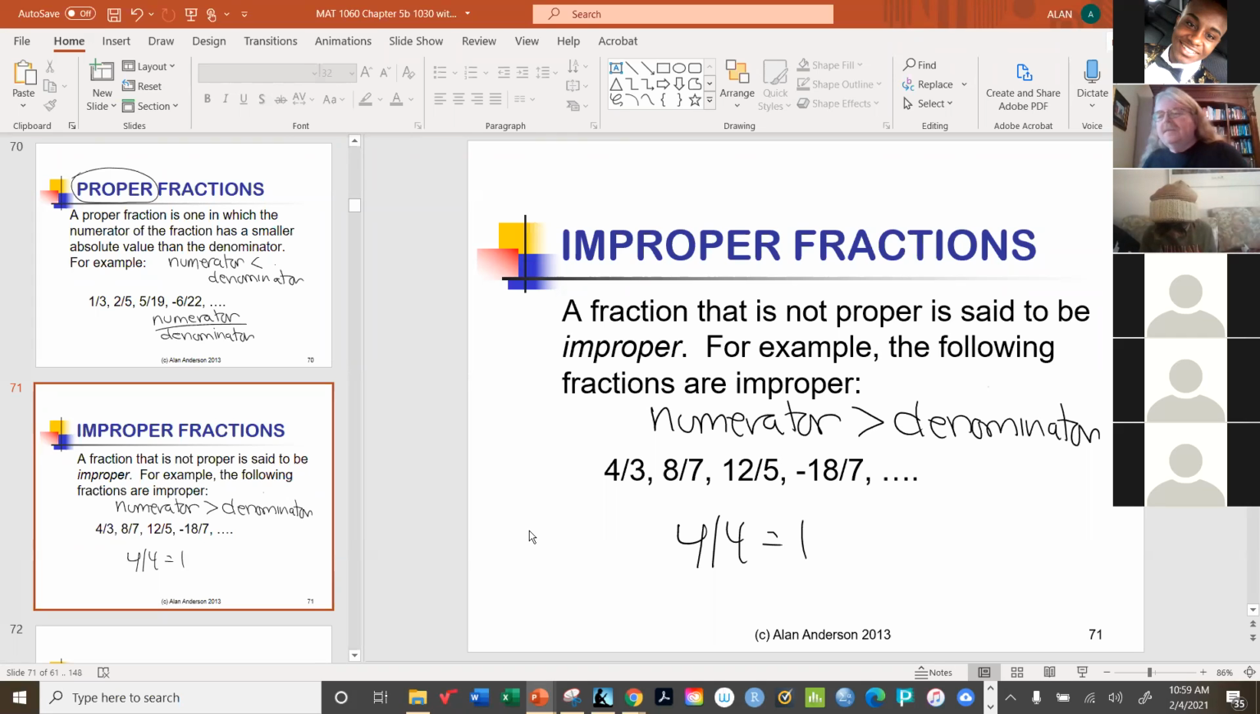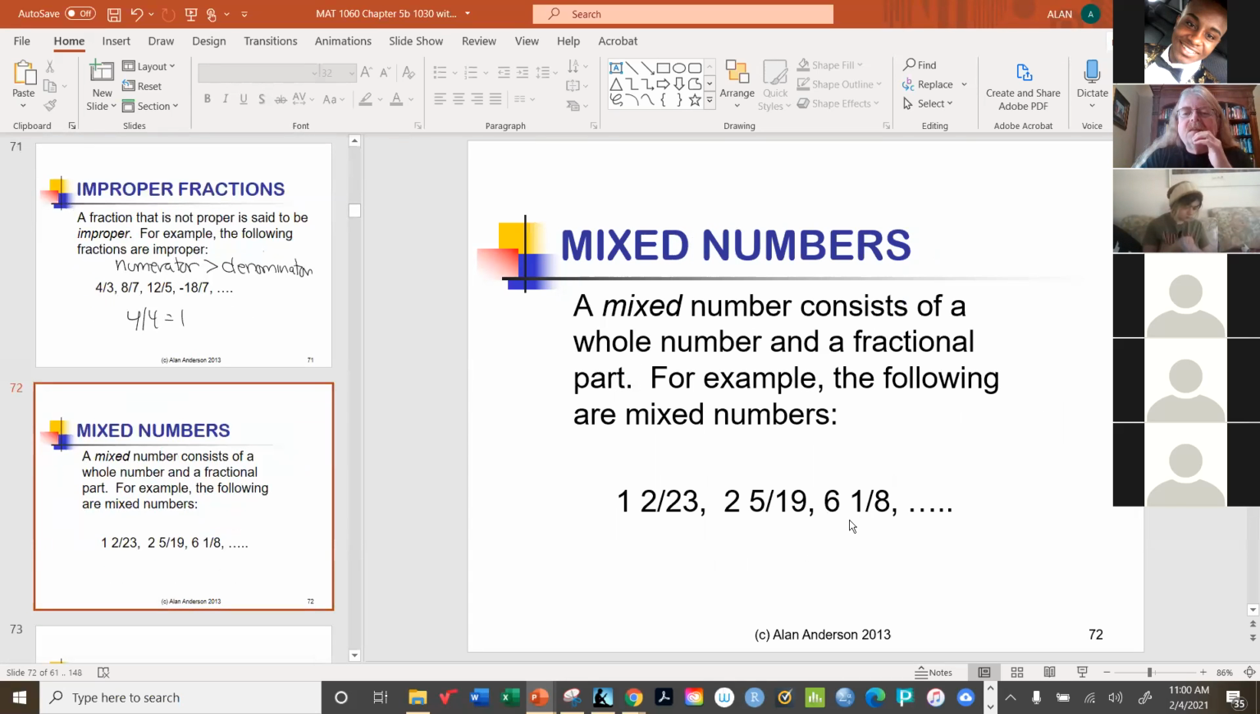Now, the next one you might not have seen in a very long time, and that is when we have both an integer and a fraction combined. We call these mixed numbers. Look at those. You've got 1 and 2/23, 2 and 5/19, 6 and 1/8. These are known as mixed numbers. Now, what's interesting about mixed numbers is that they can be easily converted into either proper or improper fractions.